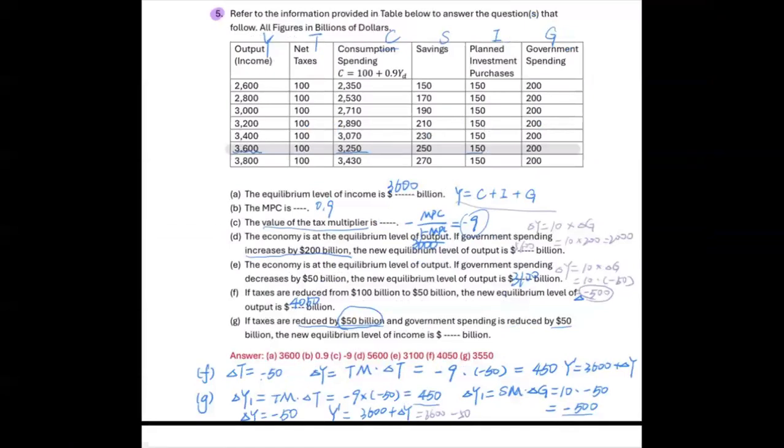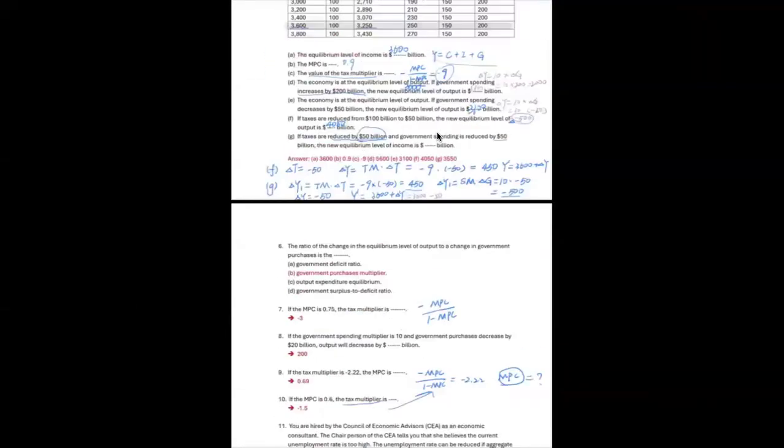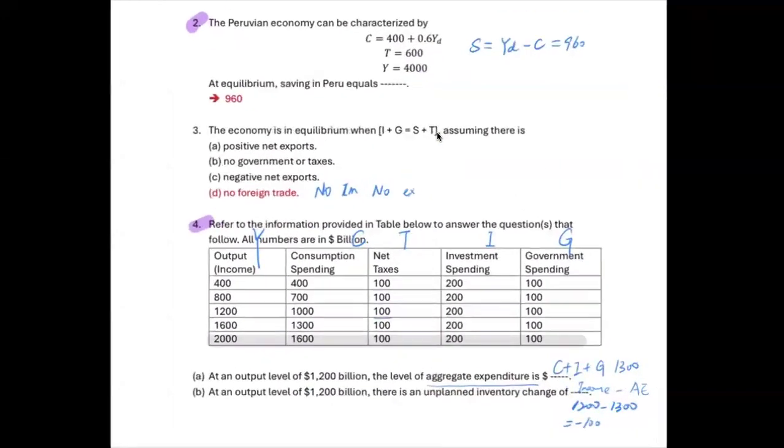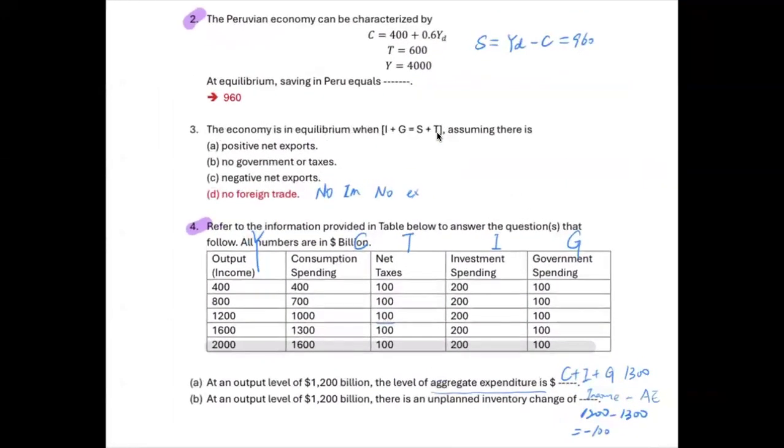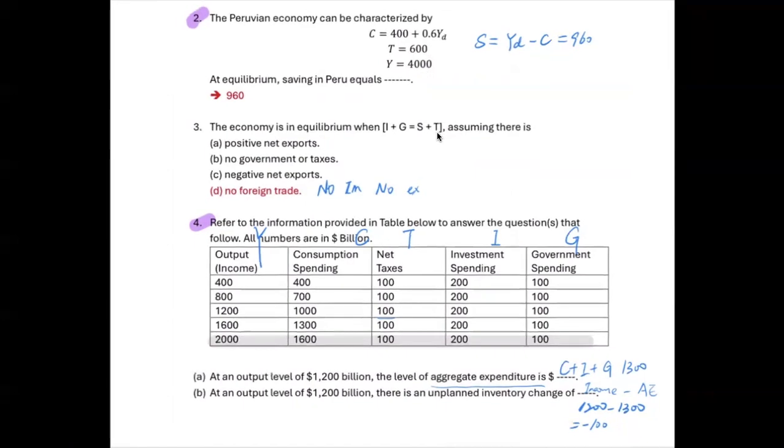Let me see. Okay, very good. Then the following questions would be based on definition. So let's go back to question 3. Question 3, why is there no import and export? Because there's no foreign trade, right? So the answer is D.